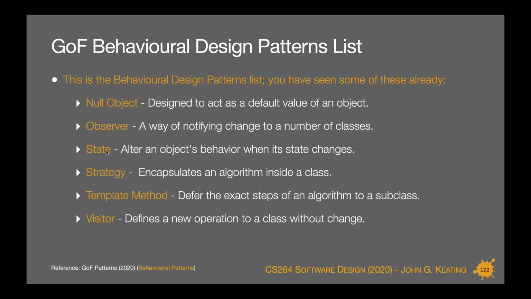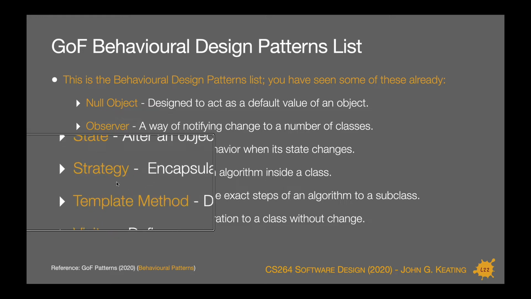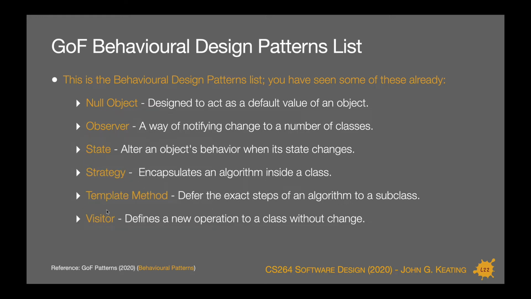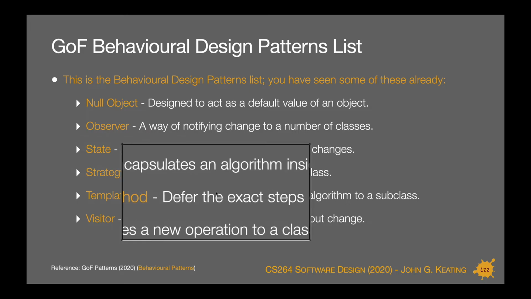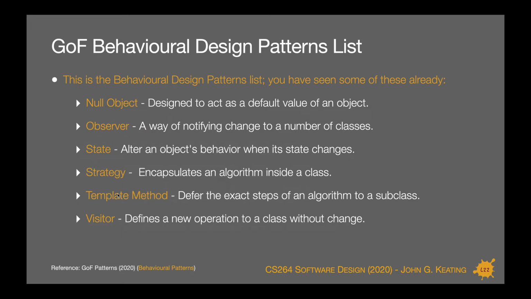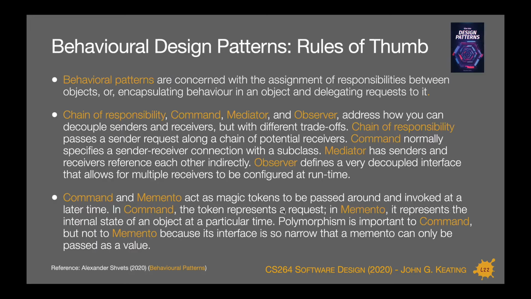State alters an object's behavior when the state changes. Again, this kind of thing is necessary when we look at event handling. Strategy encapsulates an algorithm inside some class. Template method defers the exact steps of an algorithm to some subclass. And visitor pattern defines a new operation to a class without change. So it's worthwhile looking at all of these. I don't think I've links here, but if you go to the refactoring.guru website, you'll get the list and you can work through them and see them. Or you can get a textbook, of course, as well.